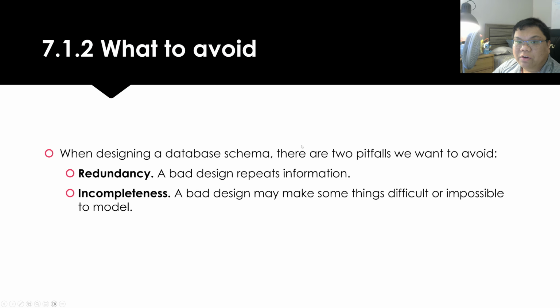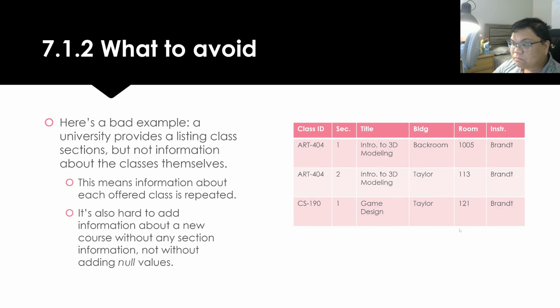There are a few things we want to avoid when it comes to designing a database schema. That is redundancy and incompleteness. So here's a bad example. Let's say a university provides a listing of its class sections, but not information about the classes themselves. That means, if we want to display information about a class, we have to have it offered immediately.